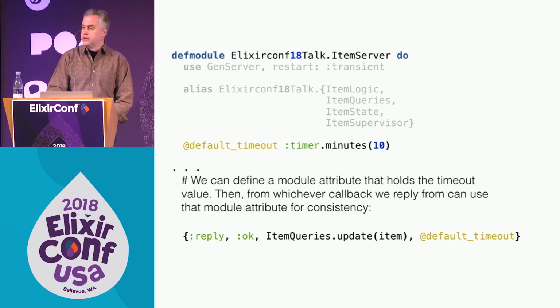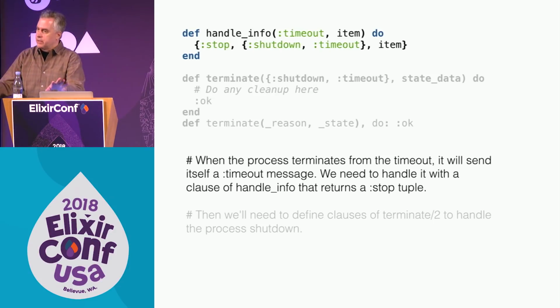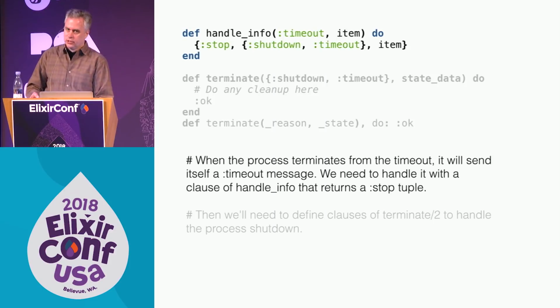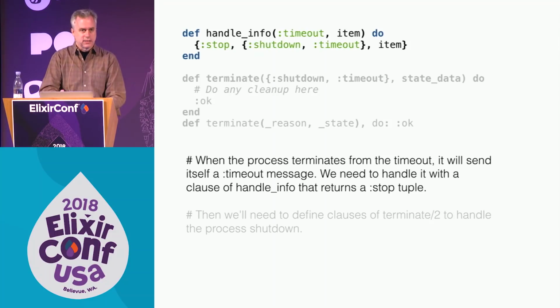We can create a module attribute for a default that we use, and just use that module attribute wherever we want. So let's say at 10 minutes and 1 millisecond, the process will send itself a timeout message, without having received a message. So we need a clause of handle_info to handle that timeout message and return a stop tuple.